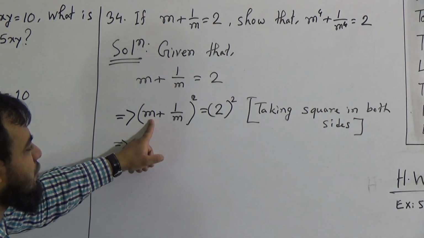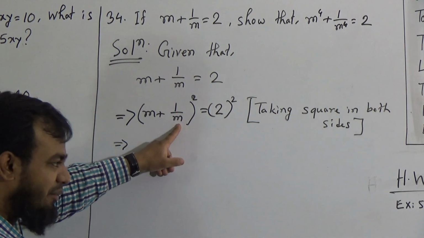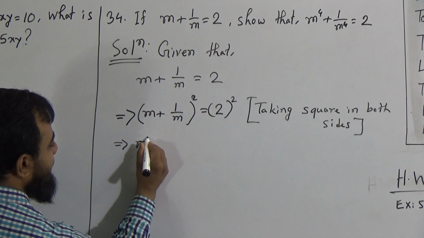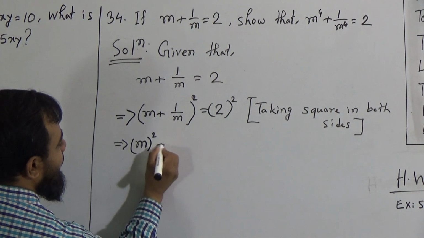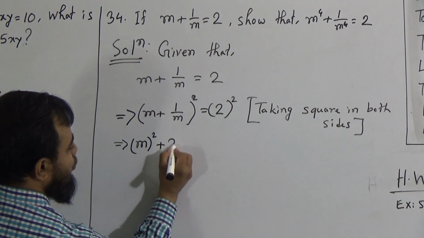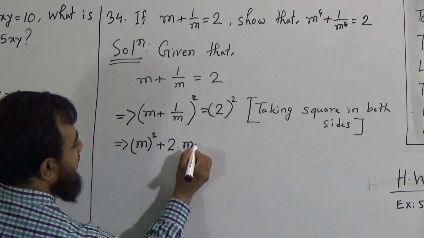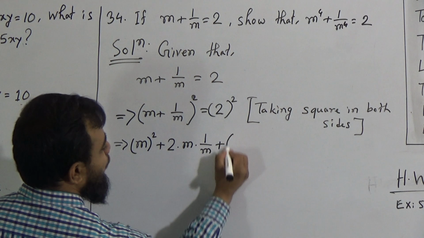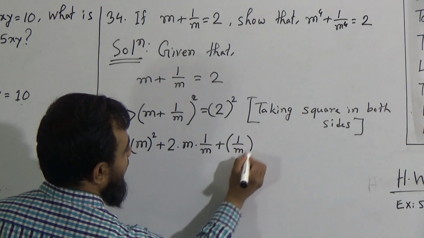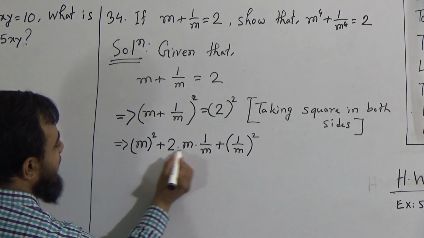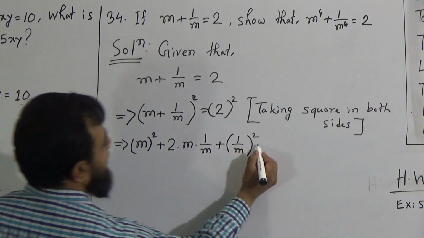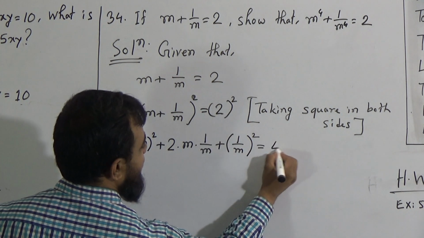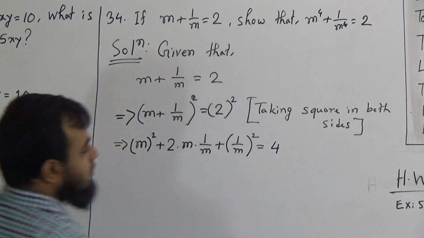Here a equals m and b equals 1 by m. So we can write a square, which means m square, plus twice ab, twice m times 1 by m, plus b square, which means 1 by m whole square. That is a square plus twice ab plus b square, equal to 2 square. 2 square means 4, 2 multiplied by 2 equals 4.